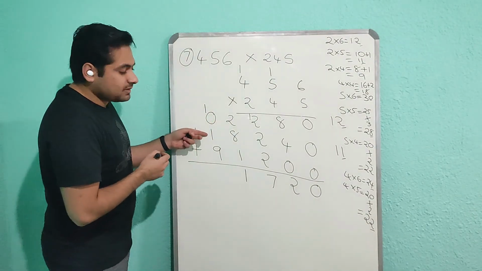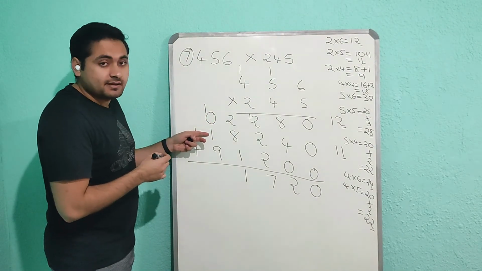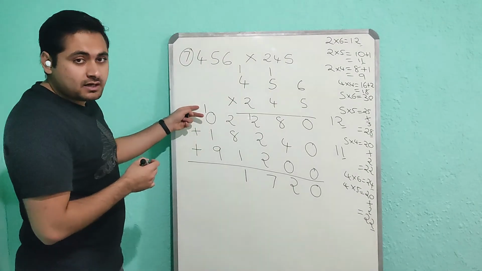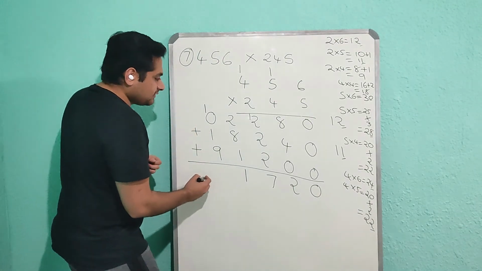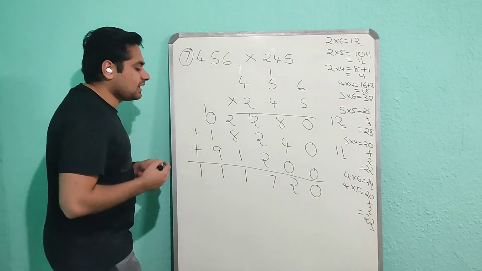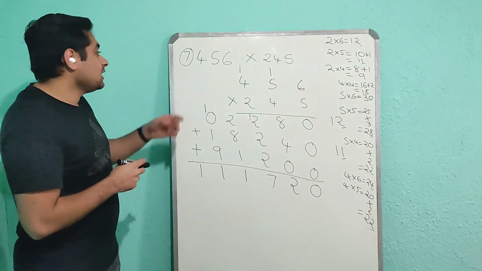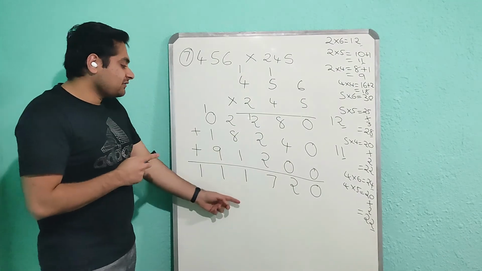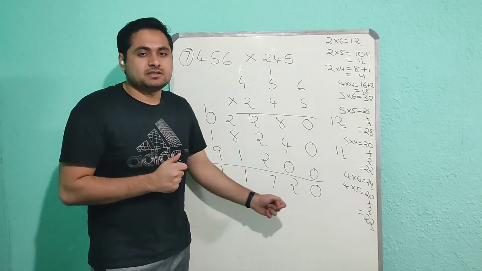Now what is 9 plus 1? 9 plus 1 gives us a 10. Now what is 10 plus 1? 10 plus 1 gives us a 11. So since there is no neighbor, we write those numbers as they are. So our final answer for number 7 is 111,720.